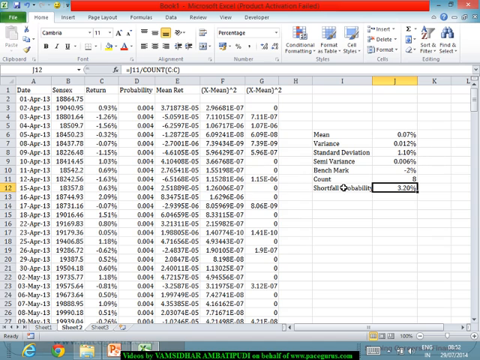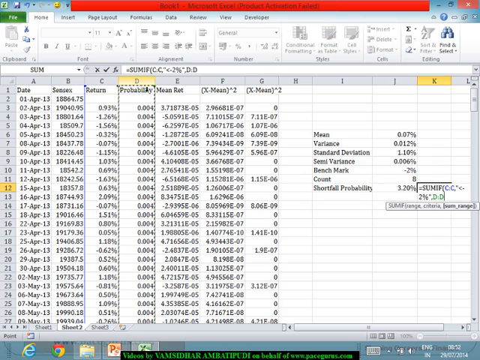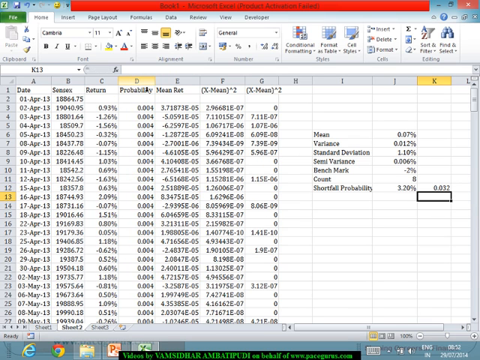I can add up all those probabilities. Probably I could have used another function, a sumif kind of function. I could very well see within this the criteria being less than minus 2%, and I want to sum up their probabilities. So it is giving me the same 0.032 or 3.2%. This is what we mean by the shortfall probability.